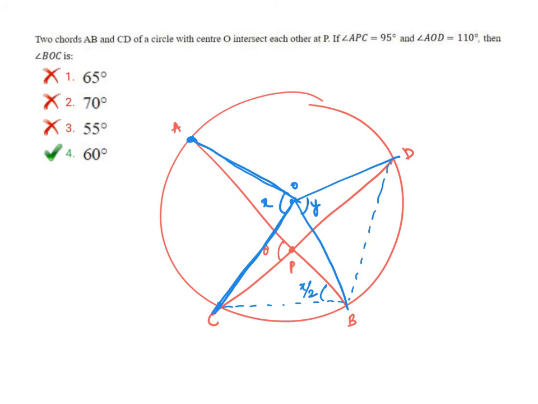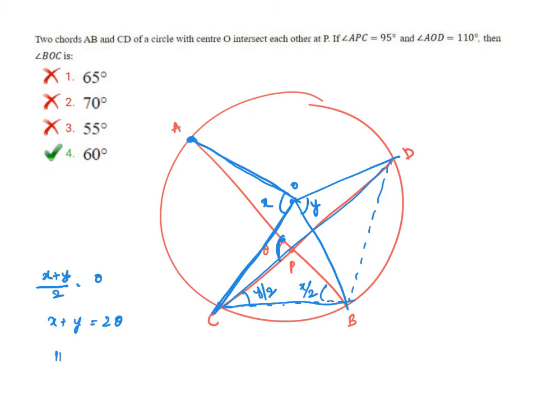As BD as a base, this becomes Y by 2. So this is Y by 2. Therefore, this theta becomes the external angle. So I can say external angle is equal to the sum of opposite interior angles. So X plus Y by 2 is equal to theta. So X plus Y is equal to 2 theta.